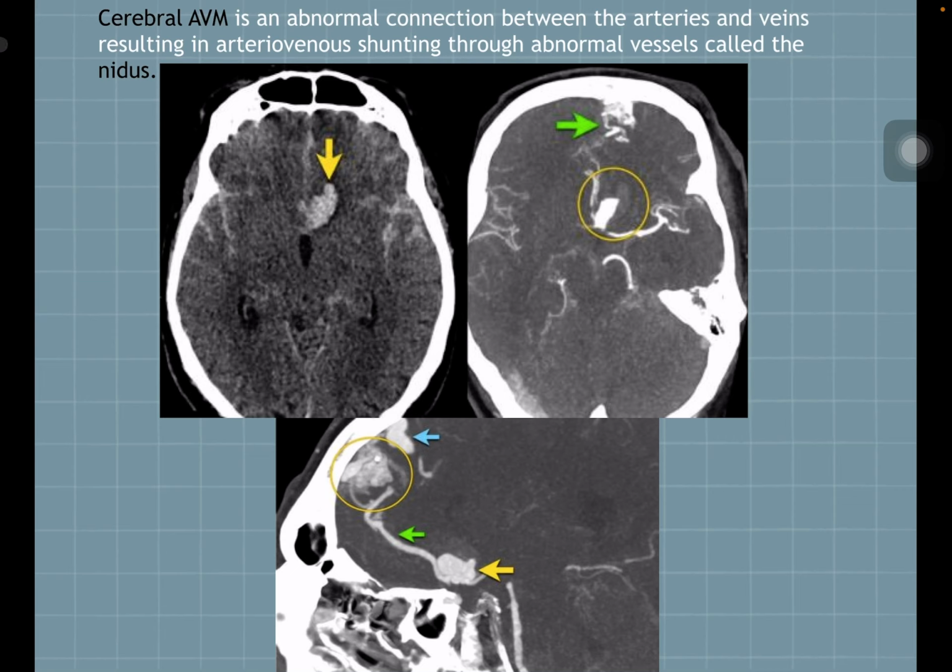But here, from the CTA also, we can see there are features of arteriovenous malformation with a nidus in the left frontal lobe. So we have multiple lesions: intraparenchymal hemorrhage, subarachnoid hemorrhage, and also arteriovenous malformation, and also aneurysm.